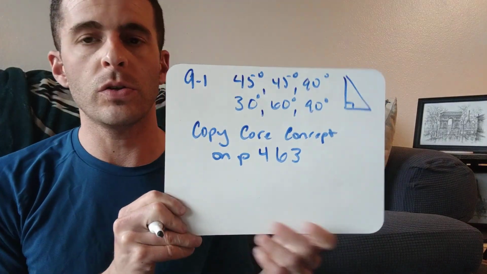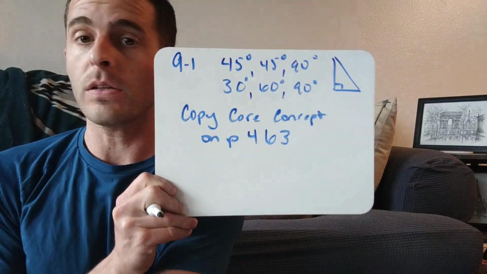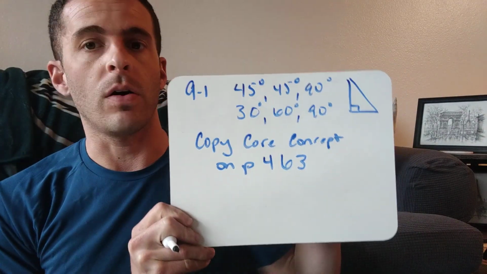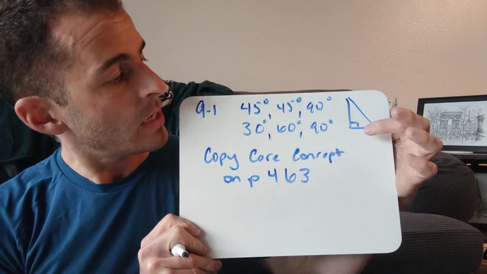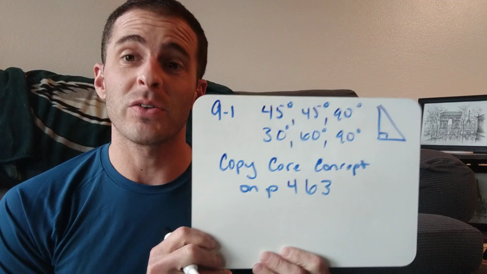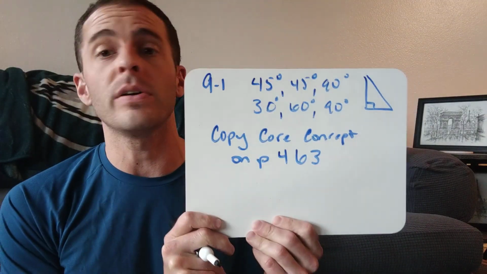Welcome back to Chapter 9, Section 1. This is, I guess, technically Part 2. I wanted to spend some time just talking about 45-45-90 and 30-60-90 right triangles. This might be familiar to some of you. It might not be familiar. I might have also just done it really quickly in a previous year.